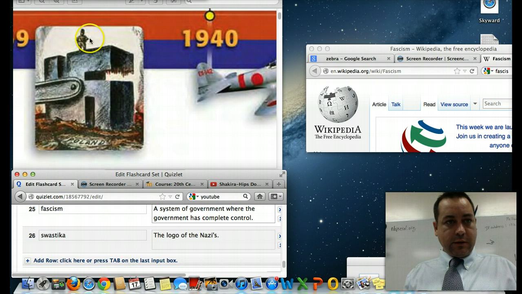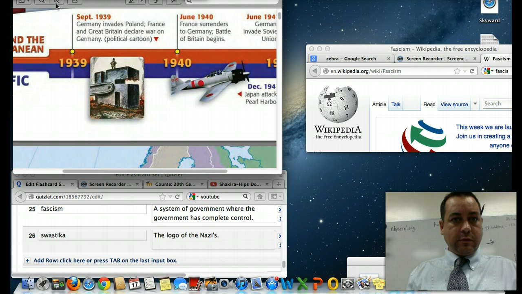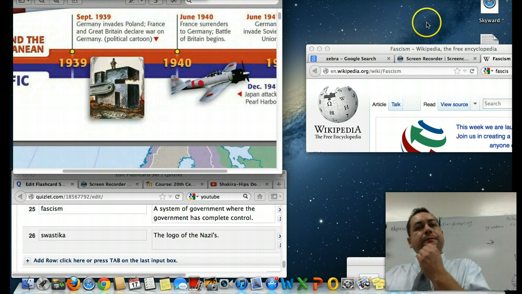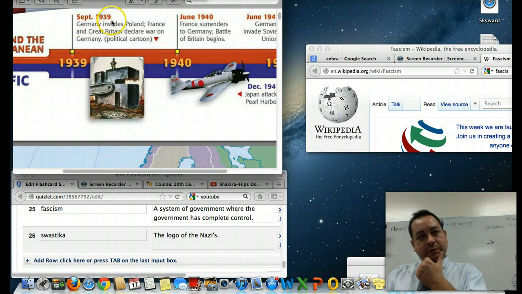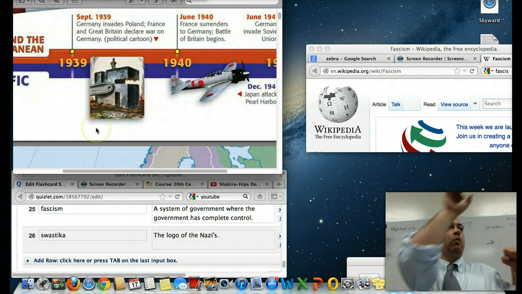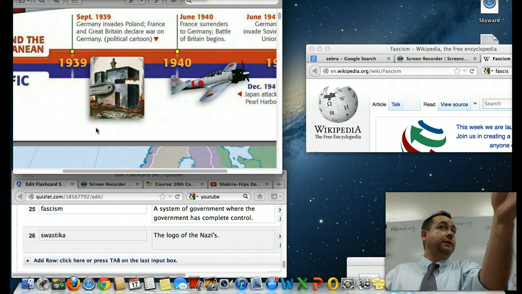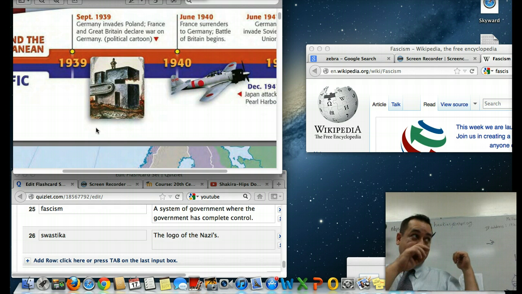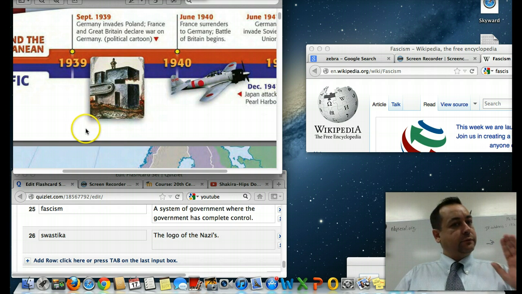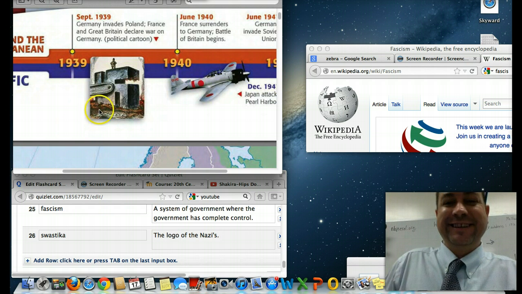Let me make this smaller again. Okay, so in the beginning, in September 1939, Germany invades Poland. France and Great Britain declare war on Germany. So France and Great Britain were worried when they saw Germany go into Poland. They said, hey, if they can do it in Poland, they can come do it in France, or they can do it in England. So they said, we've got to stop these Germans now.